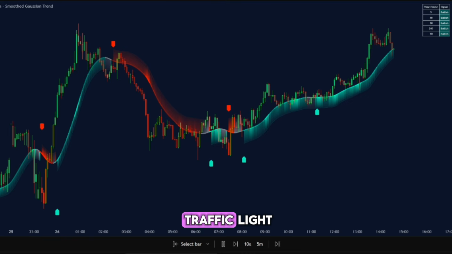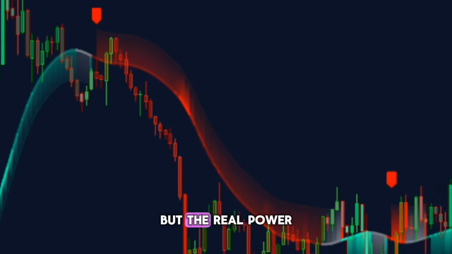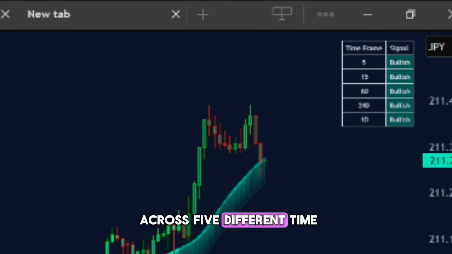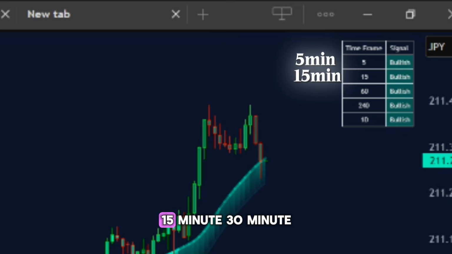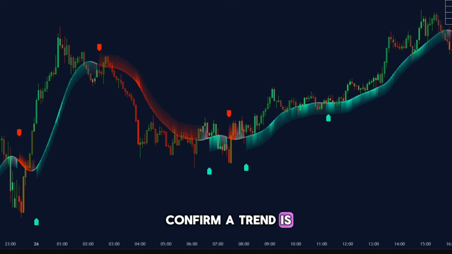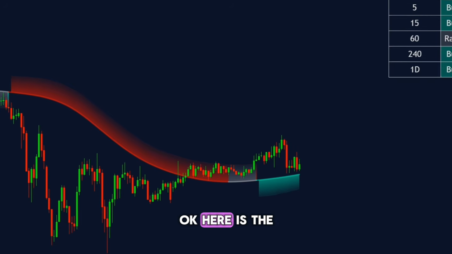The ribbon is your traffic light. Green means we only look for buys. Red means we only look for sells. But the real power is in this multi-time frame table. It scans the market across 5 different time frames simultaneously. Make sure your table is set to scan the 5-minute, 15-minute, 30-minute, 1-hour, and 4-hour charts. This is how we confirm a trend is actually real, and not just a fake out on the lower time frames. Okay, here is the exact strategy.